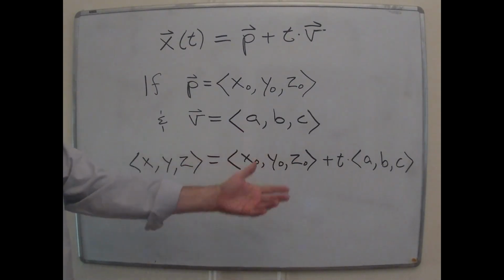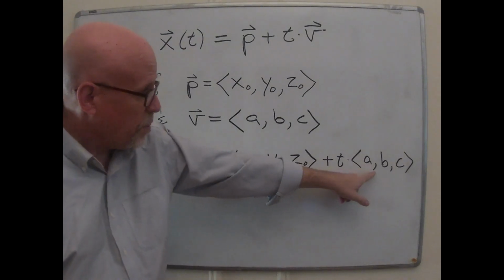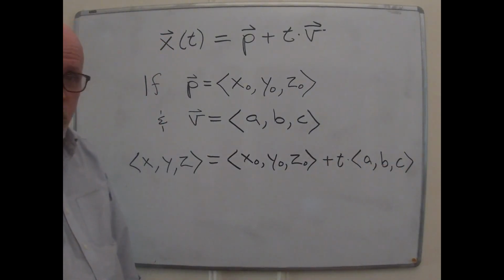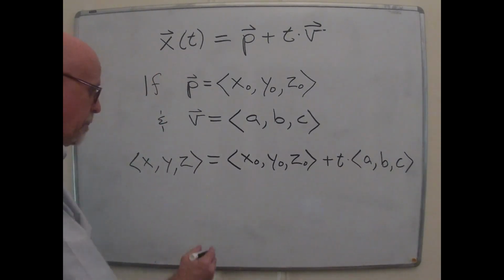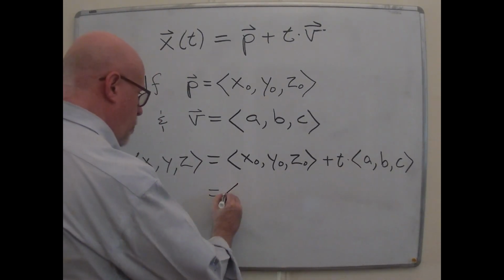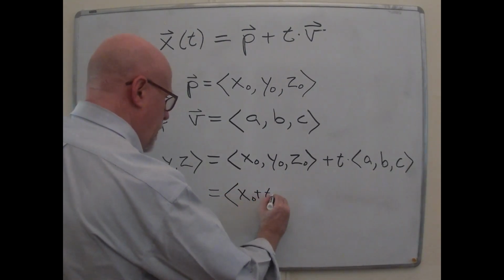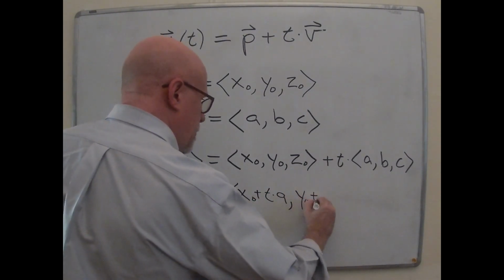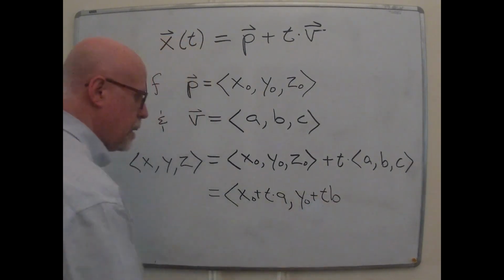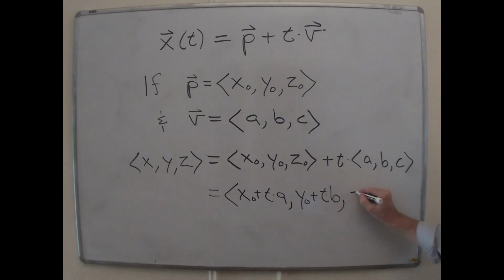You can use the vector operations on a thing like this. You have a time as a scalar on the outside, and you can multiply it in, kind of distribute it across those components. And these two things are then two separate vectors. Well, why not add them up? So this is equivalent to writing x naught plus t times a. The middle would be y naught plus t times b. And in the z coordinate, it's z naught plus t times c.